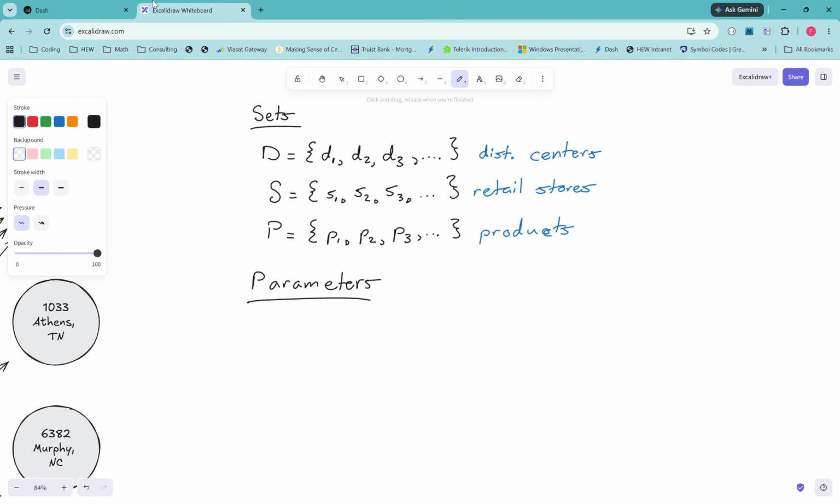So I'm just going to first start with a variable letter A for this parameter. And then we need to have some subscripts for this.